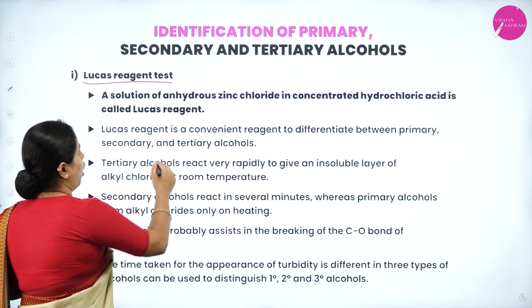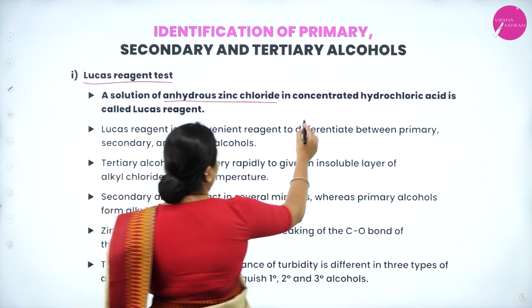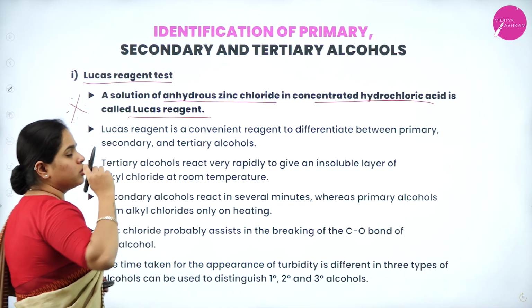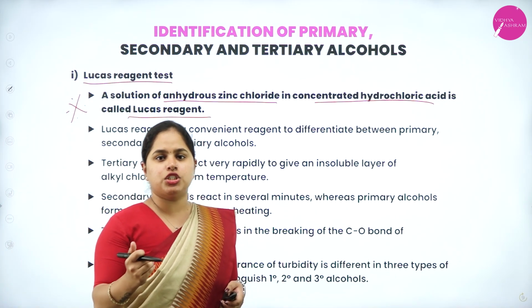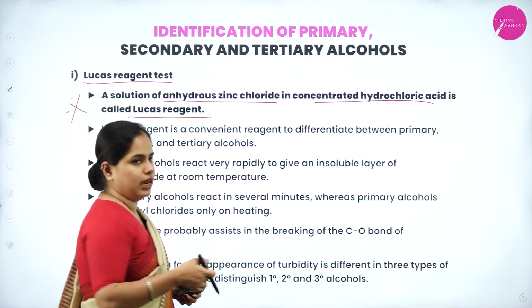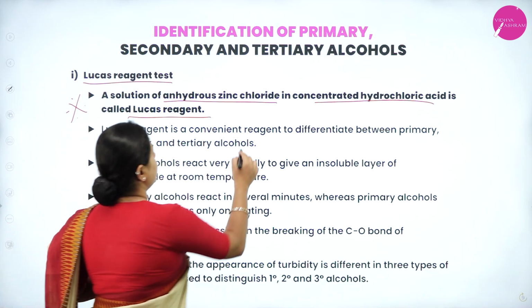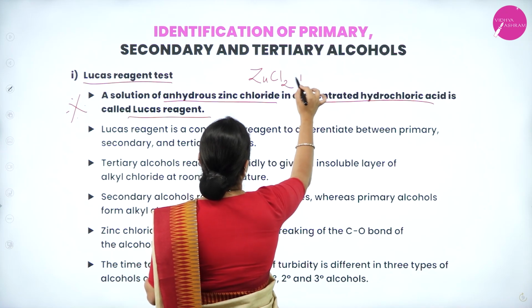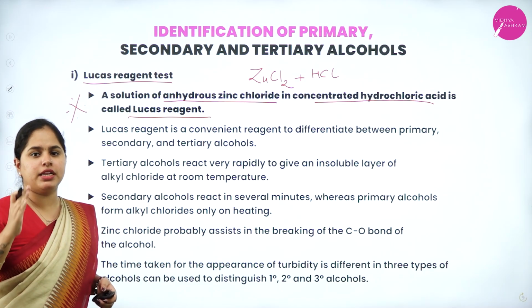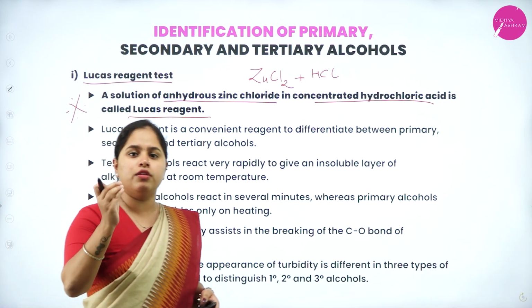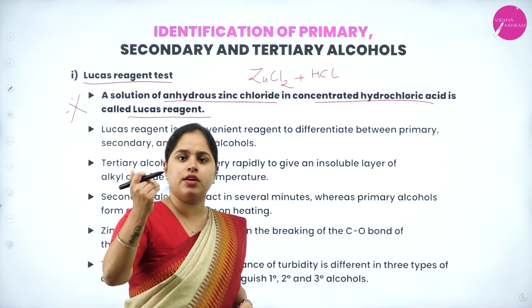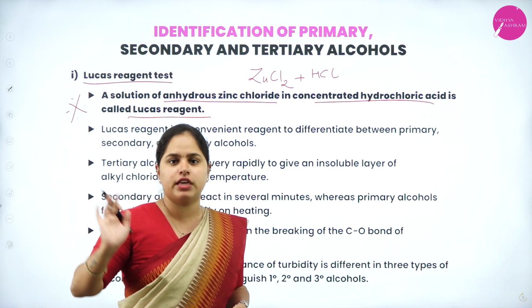A solution of anhydrous zinc chloride in concentrated hydrochloric acid is called Lucas reagent. So what Lucas reagent is, is also necessary to study. It's a mixture of anhydrous zinc chloride and concentrated HCl. So this is your Lucas reagent which will help you to identify primary, secondary and tertiary alcohol. If you add Lucas reagent to an alcohol, primary will give you a different observation, secondary a different observation and tertiary a different observation.